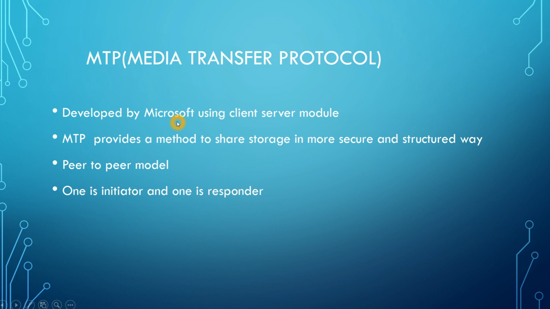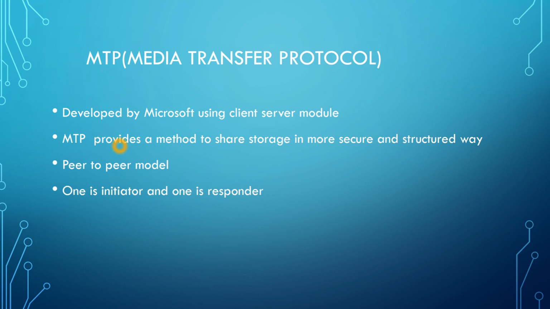See, the difference between MTP and UMS is that UMS shares storage completely, with full control to the PC host, which gets the right to delete or format. So there is no security in your UMS. Anyone can delete or format that particular storage. But MTP provides a method to share storage in a more secure and structured way. So this was the main important difference between UMS storage and MTP storage. MTP is more secure and structured.